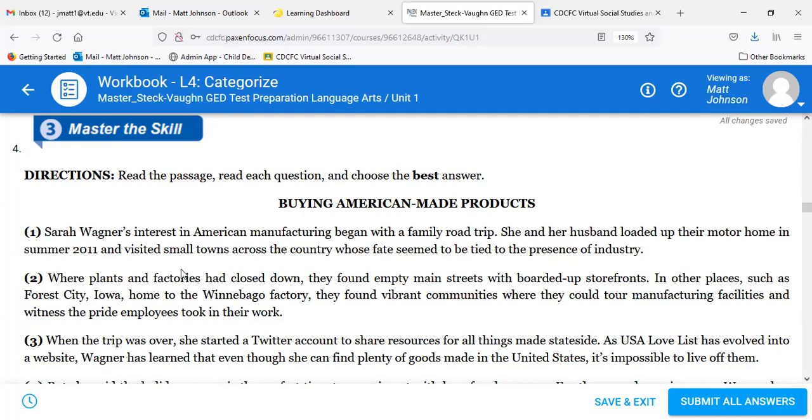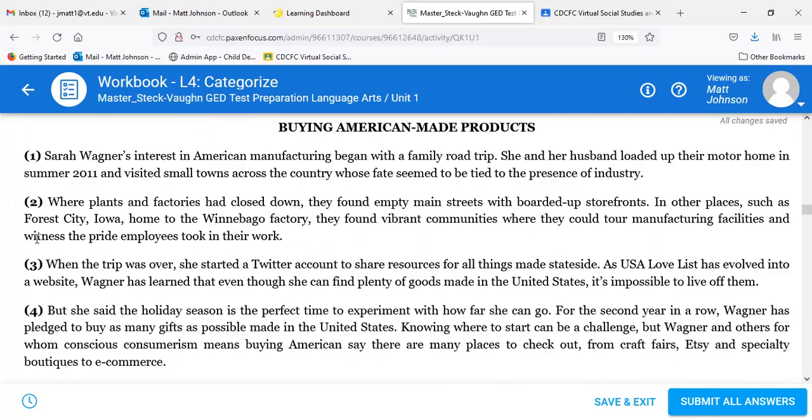And then moving forward, where plants and factories had closed down, they found empty main streets with boarded up storefronts. In other places, such as Forest City, Iowa, home to the Winnebago factory, they found vibrant communities where they could tour manufacturing facilities and witness the pride employees took in their work. When the trip was over, she started a Twitter account to share resources for all things made stateside. As USA Love List has evolved into a website, Wagner has learned that even though she can find plenty of goods made in the United States, it's impossible to live off of them.